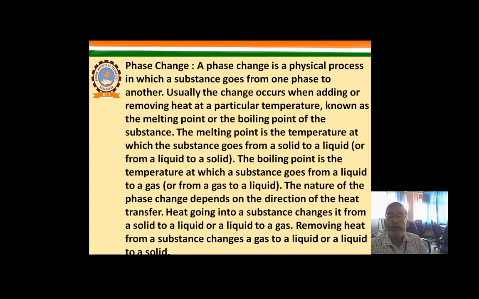The boiling point is the temperature at which a substance goes from a liquid to gas or from gas to liquid. The nature of the phase change depends on the direction of the heat transfer. Heat going into a substance changes it from a solid to a liquid or a liquid to a gas. Removing heat from a substance changes a gas to a liquid or a liquid to a solid. So these are the examples of how we can change the phases: liquid to solid, liquid to gas, gas to liquid, gas to solid, and solid to gas.